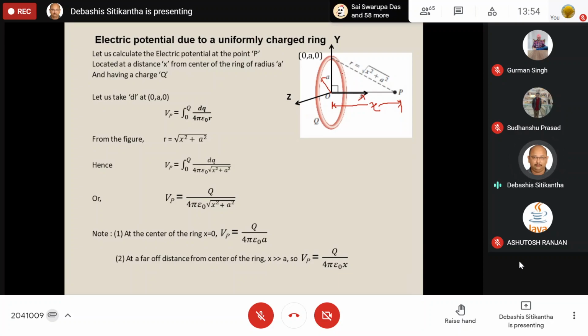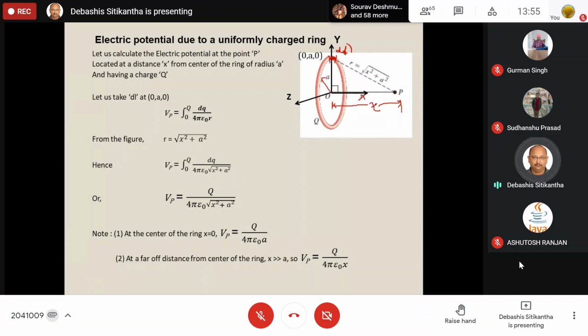That means the charge is uniformly distributed along the periphery, or the perimeter, of this ring. Now, as I told you, since this is a continuously charged body, we have to make use of integration and differentiation to find the electric potential due to a very small portion of this ring. Let us say this small portion is equal to dy or dl, it doesn't matter. Obviously, this dl is going to produce an electric potential at the point P.